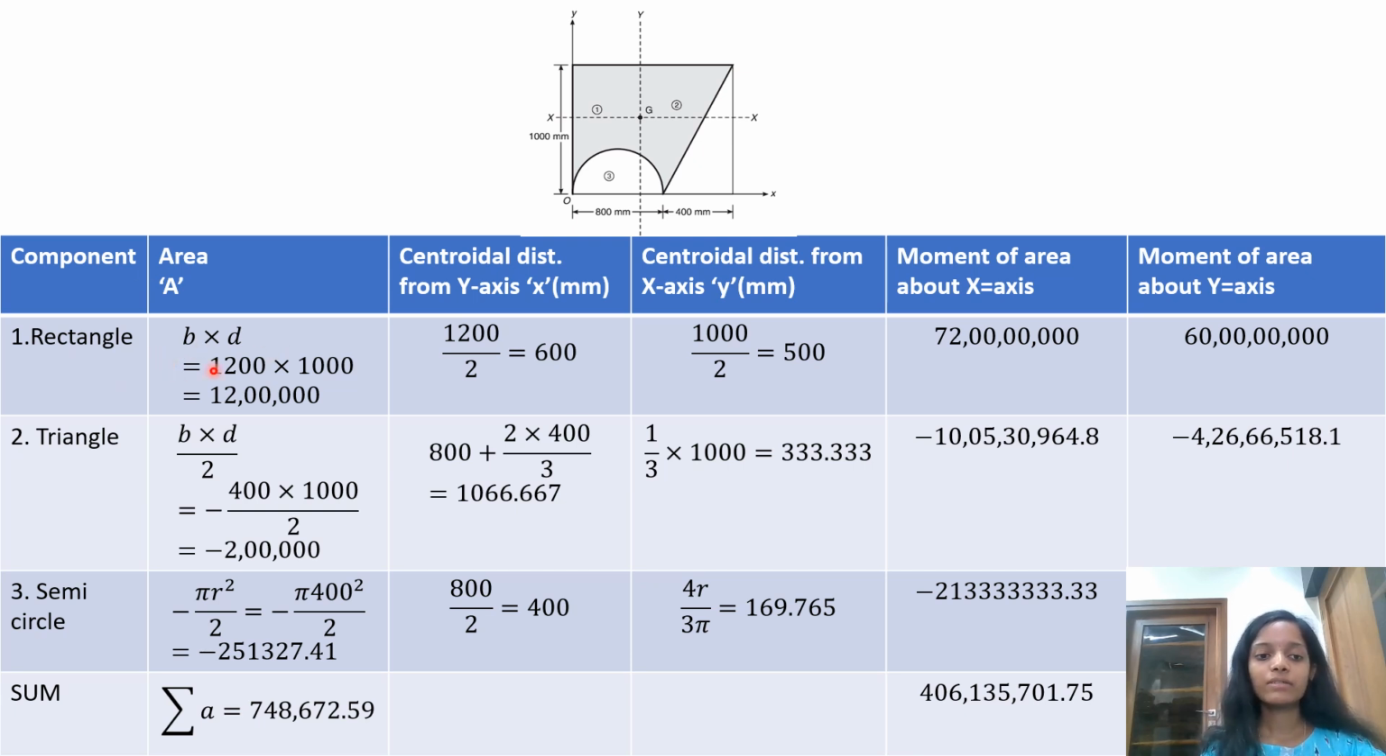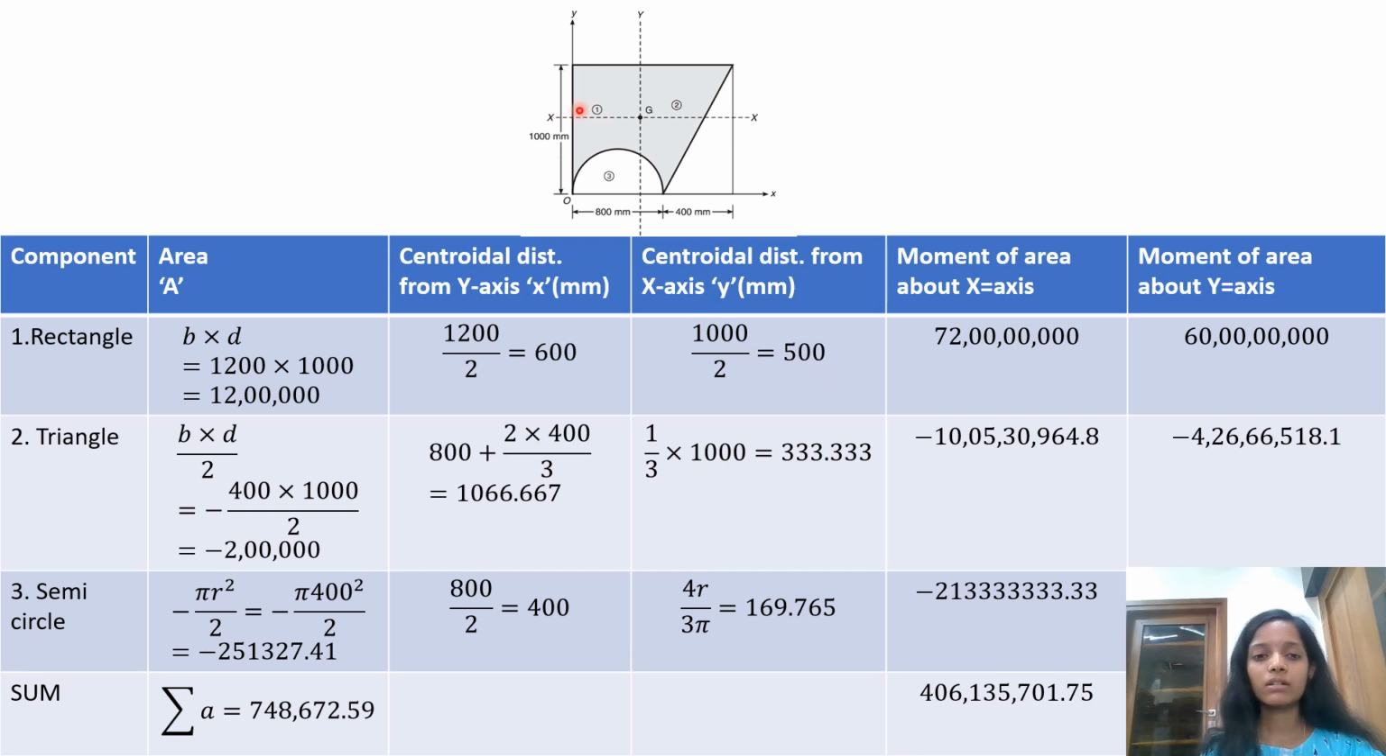Which is 1200, the breadth, and the depth of the figure is 1000, which is multiplied, and the value is mentioned here. And the centroidal distance from the y-axis, that is x, is breadth by 2, which is 600. The centroidal distance from the x-axis, which is y in millimeter, would be 1000 by 2, which is 500.